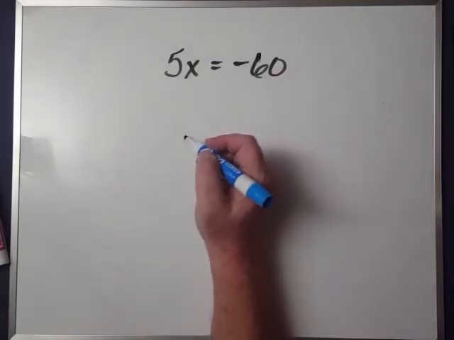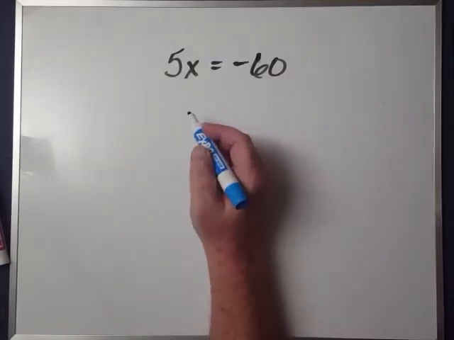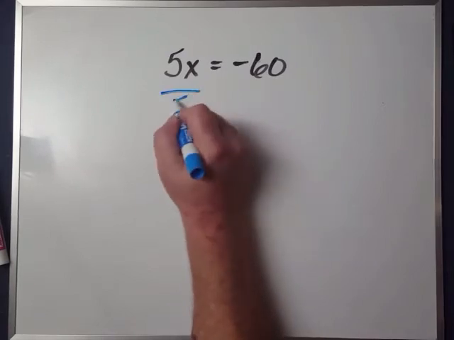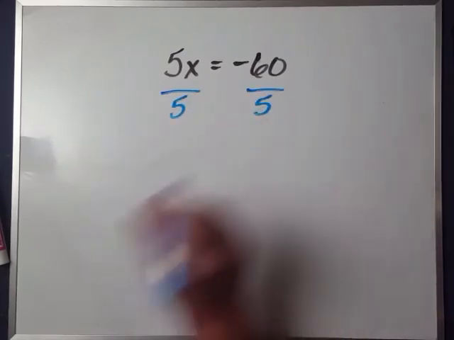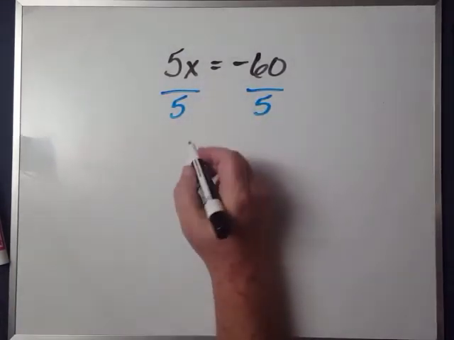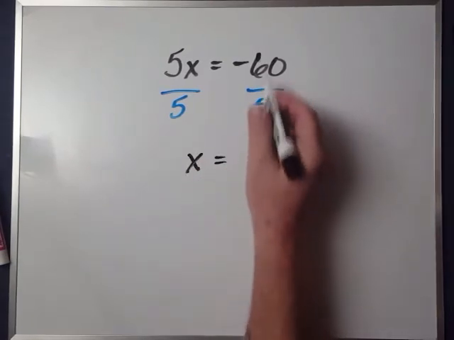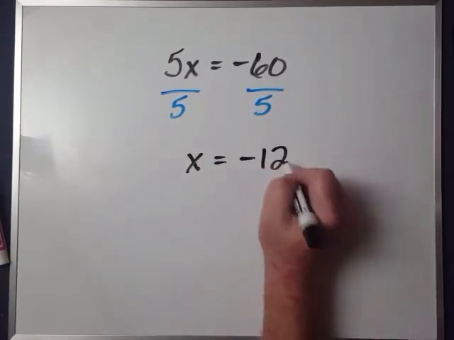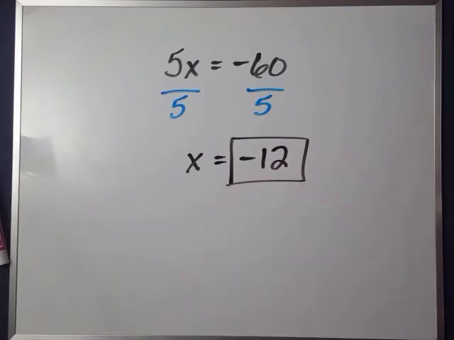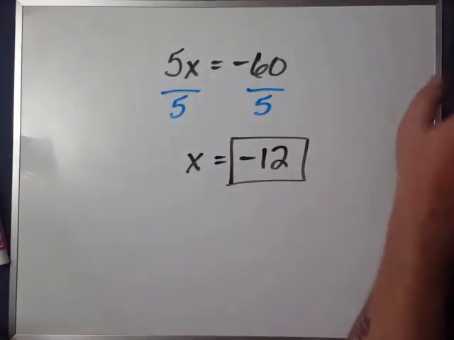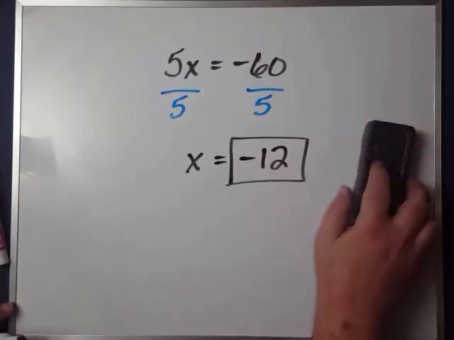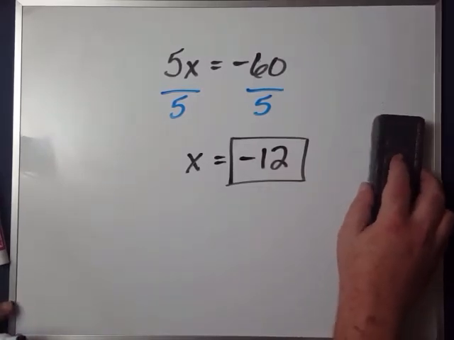What keeps this x from being by itself? It's being multiplied by 5. How do I undo that? Divide by 5, both sides. And this will give me x equals, watch your signs, negative 12. As with any equation, we can always plug back in and verify that the solution that we came up with does indeed make the original statement true.